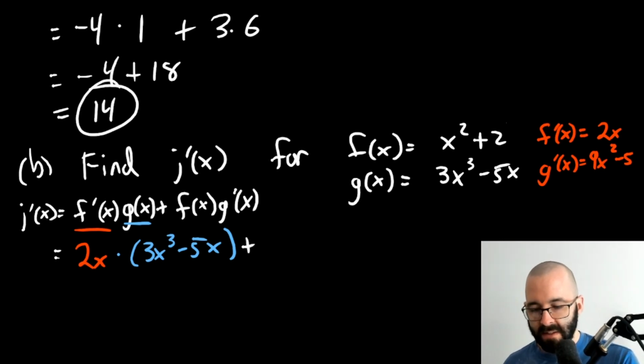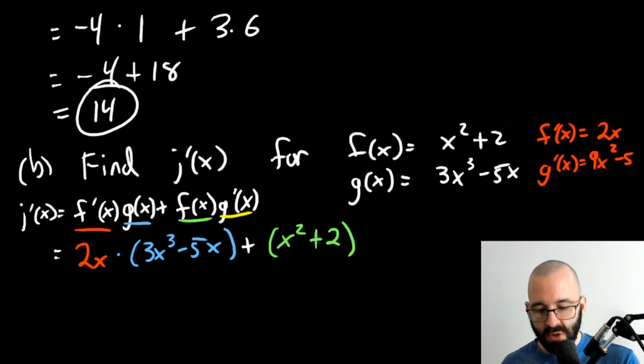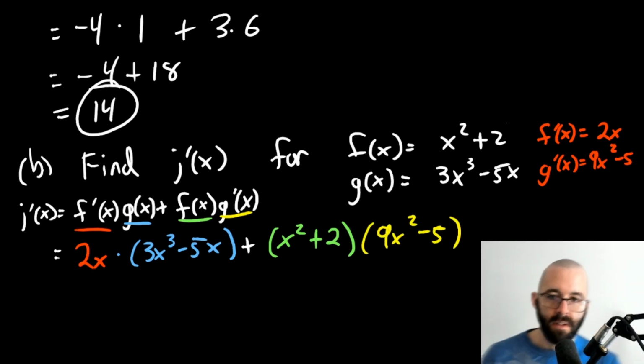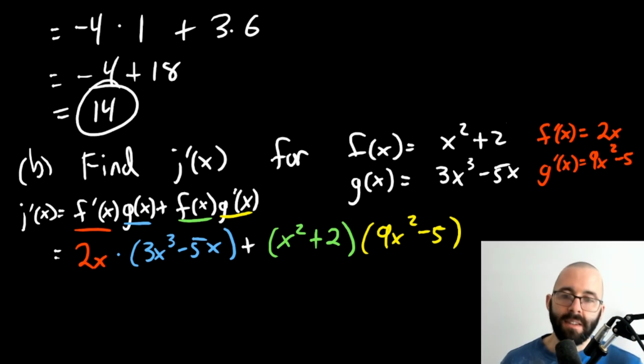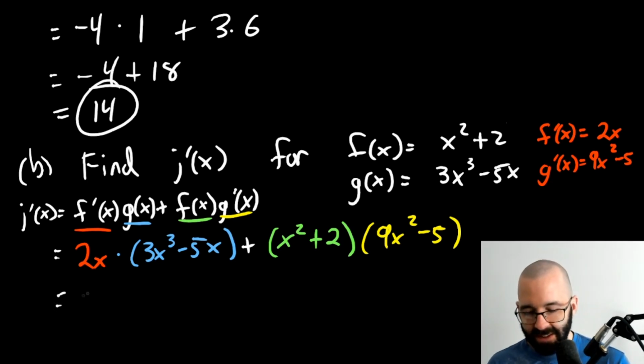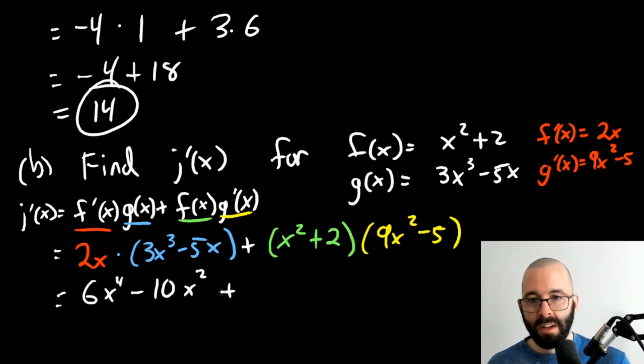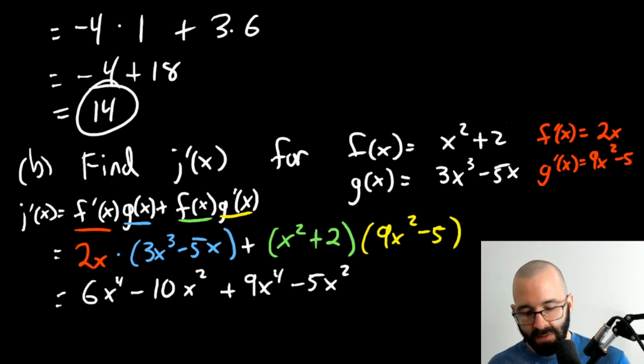Plus, what is f of x? f of x is x squared plus 2 times g prime of x, which we said was 9x squared minus 5. And now is the annoying part. Now we have to simplify. So we've got to distribute. It's going to give us 6x to the fourth minus 10x squared. And then we have to FOIL for the second one. That's going to give us 9x to the fourth minus 5x squared plus 18x squared minus 10.